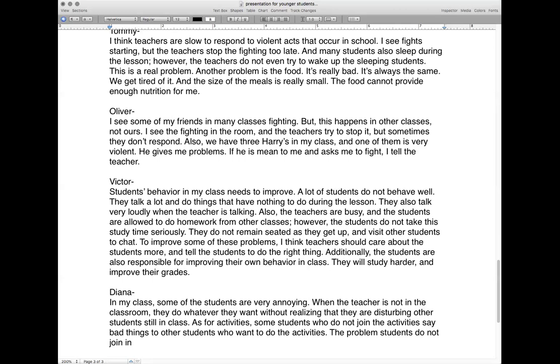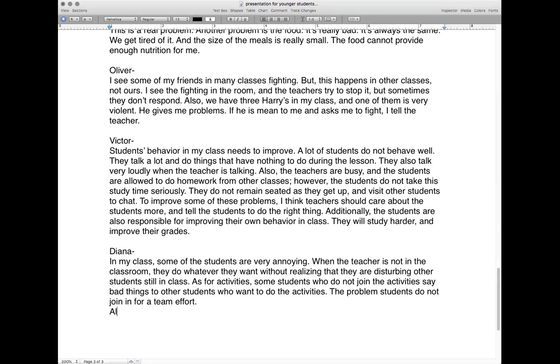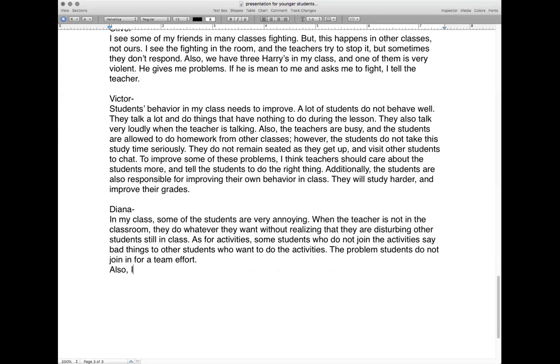And the meals are another problem. Also, at breakfast at school, it's always the same meal and we don't have other things to eat. We feel bored and tired.